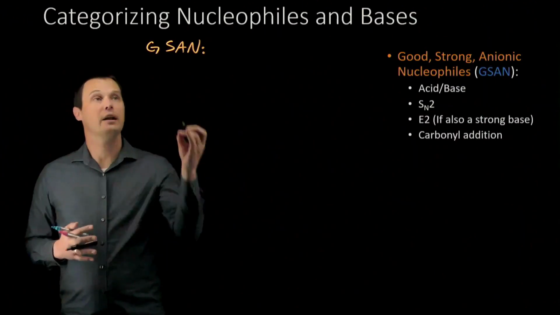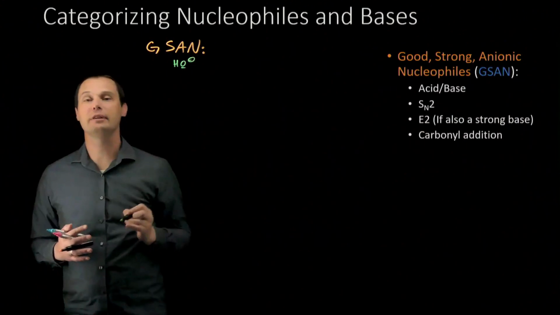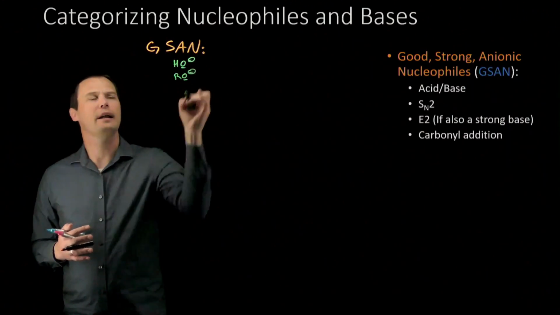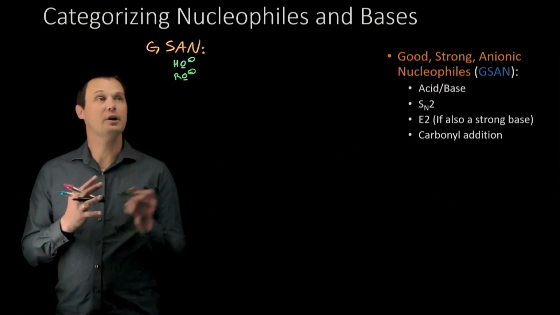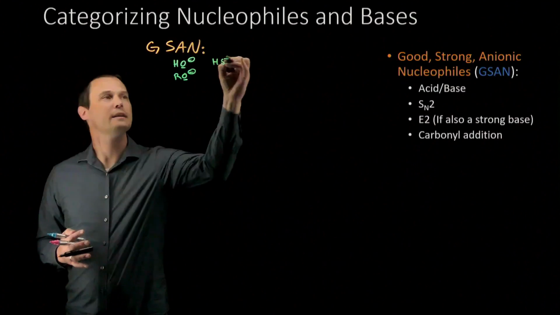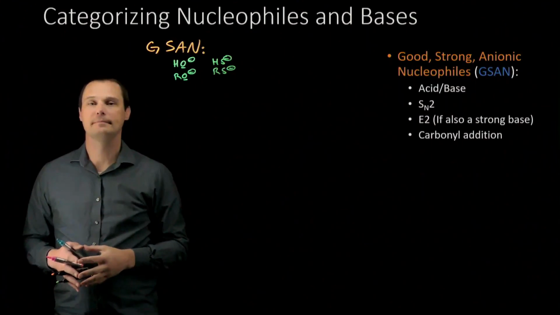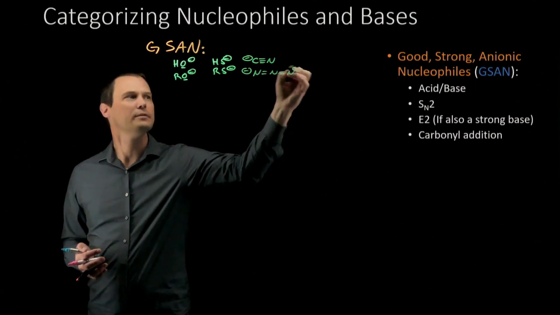So what are the good, strong anionic nucleophiles? Some of the good, strong anionic nucleophiles include hydroxide, where the oxygen is the nucleophilic atom. In general, any alkoxide is a good, strong anionic nucleophile. A negatively charged oxygen is a good, strong anionic nucleophile. Same thing with the sulfur variants as well. HS- and generic RS- are also good, strong anionic nucleophiles. The cyanide anion and the azide anion are also good, strong anionic nucleophiles.